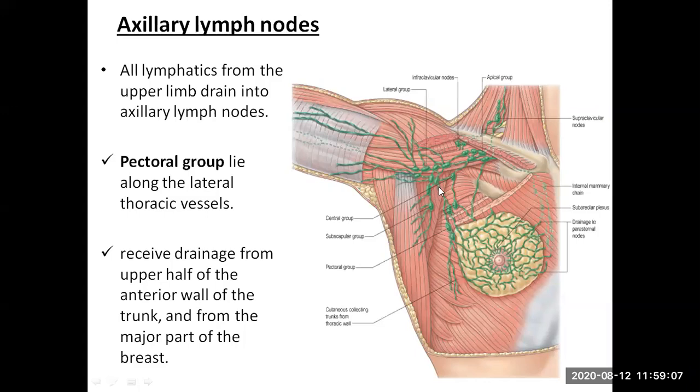These are grouped according to position. Here, the pectoral group of lymph nodes lie along the lateral thoracic vessels. This pectoral group of lymph nodes receives the lymphatic drainage from the upper half of the anterior wall of the trunk and from the major part of the breast. From the major part of the breast also, the lymphatic drainage is to the pectoral group of lymph nodes.